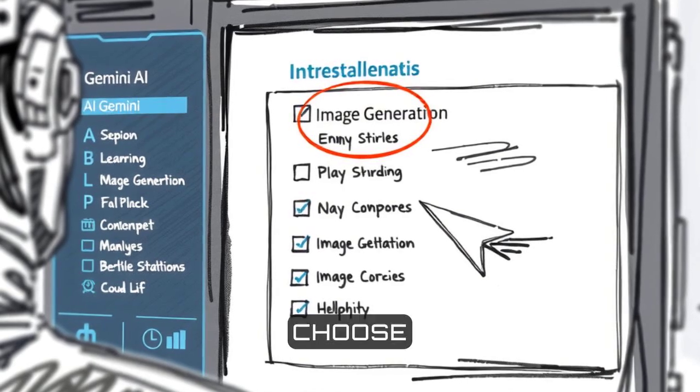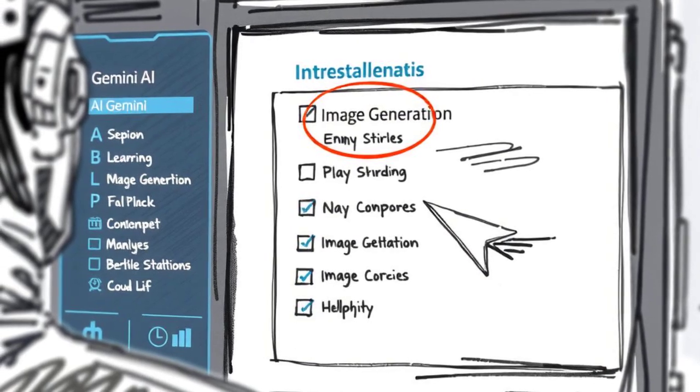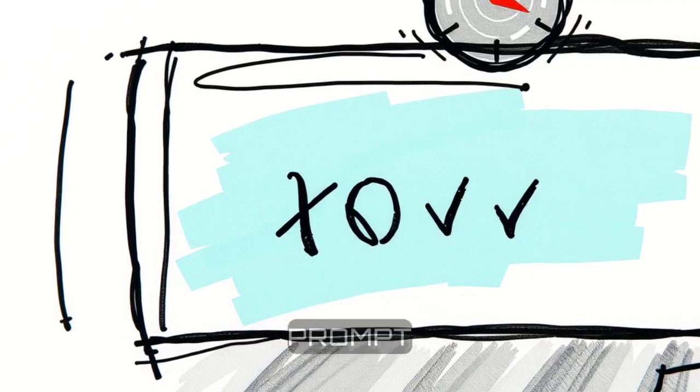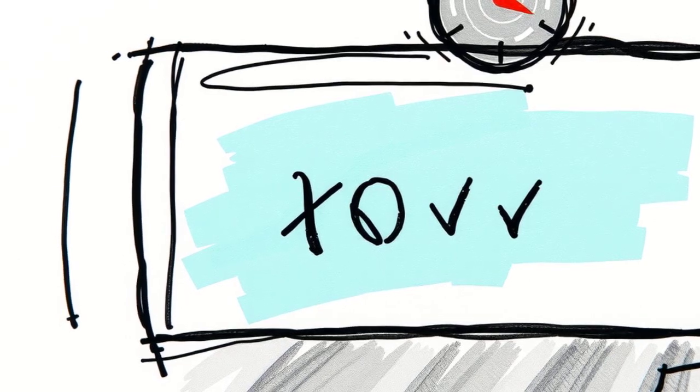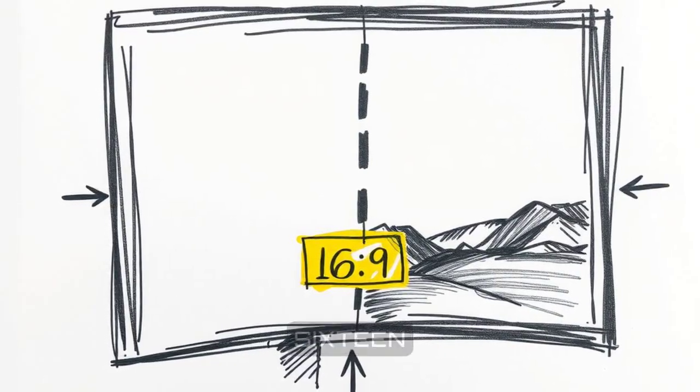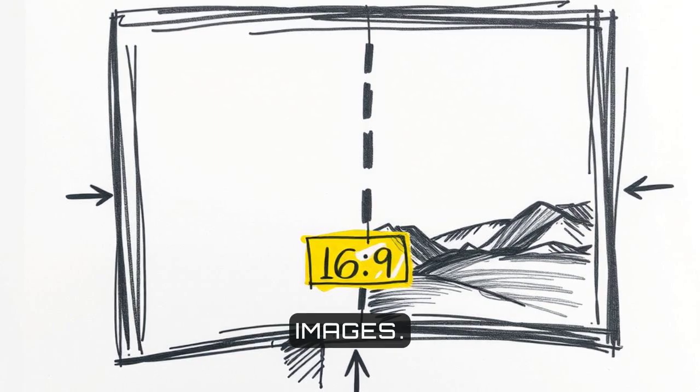Open Gemini, choose Image Generation, and switch to Batch mode. Paste the prompt into the prompt field and set the count to 10. Tip: keep aspect ratio at 16:9 for landscape-ready images.